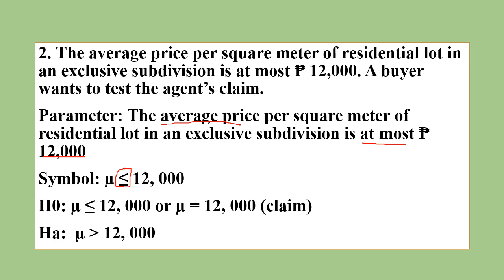hypothesis. So in symbol, class, H sub O, with a colon. So our mu is less than or equal to 12,000, or simply our mu is equal to 12,000, and we label it as the claim. Now, the opposite of less than or equal in the alternative hypothesis is greater than. Mu is greater than 12,000.